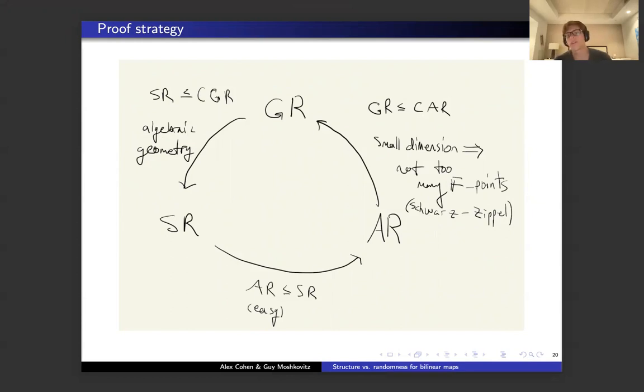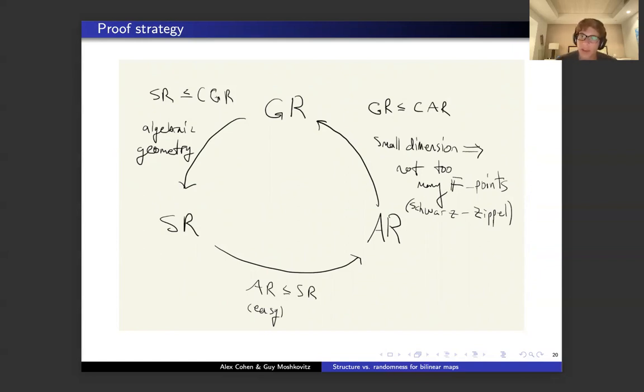The tool we use here is a Schwartz-Zippel lemma, which says that if a variety has small dimension, then it has not too many F rational points. And this step is really where we use in a strong way that the tensor T is a polynomial function, not just any function. This is how we get started with algebraic geometry.